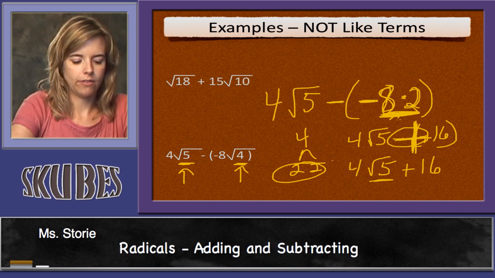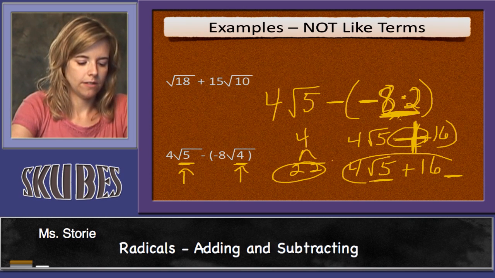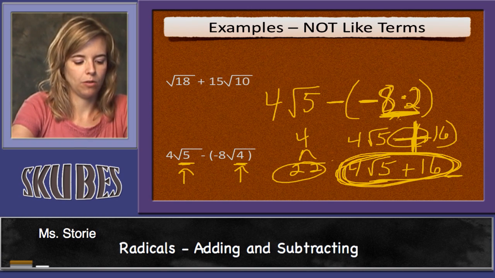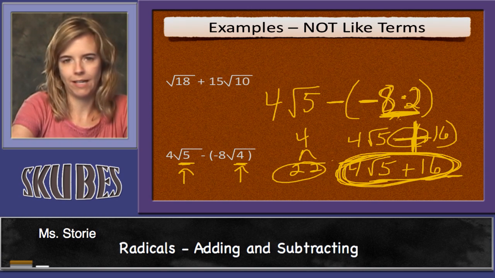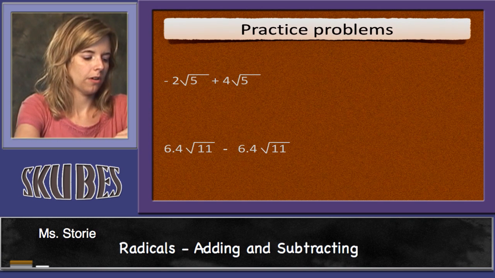I've got a radicand of 5 and I've got no radicand here. Not like terms, can't add them. This is going to be your final answer right here. Again, it's like having a big group of cars and adding lollipops to them. You can't. They just stay separate. All right, let's try some more.